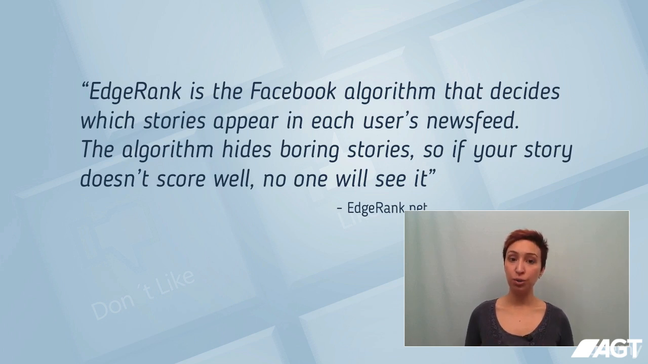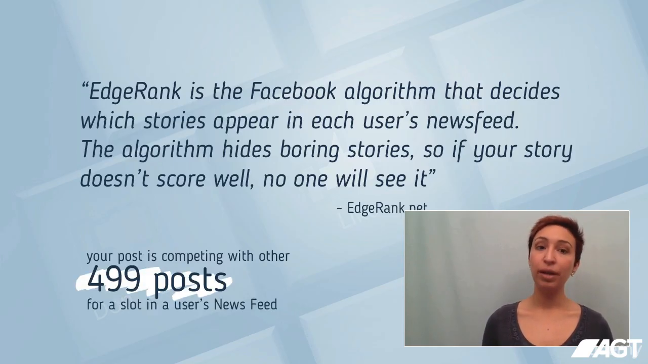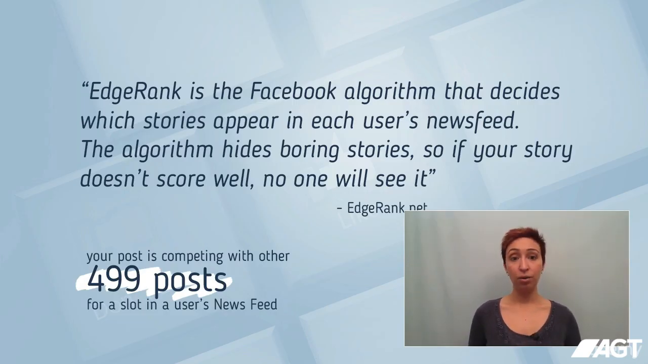To make sure that each user is not overwhelmed by an infinite amount of information on his or her newsfeed, Facebook created an algorithm to predict how interesting each story will be to each user. What Facebook basically does is ranking the edges. That's why it's called EdgeRank. In 2007 already, a Facebook engineer admitted that only about 0.2% of the content published actually ends up into a user's newsfeed. Put in other words, this means that your post is competing with other 499 posts for a slot in a user's newsfeed.